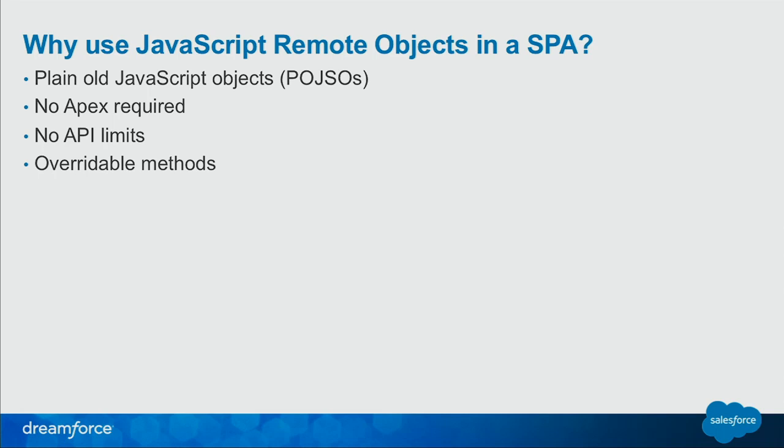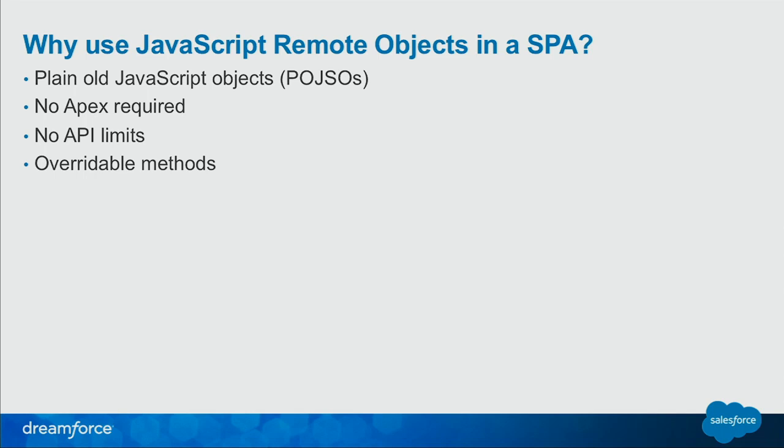So why use JavaScript Remote Objects in a single-page application? JavaScript Remote Objects creates proxy objects in your JavaScript code for you to access your custom and standard objects in Salesforce. So you don't have to write any Apex code to do any DML operations. You can perform that stuff right on the client side inside JavaScript. This makes it so there's no Apex required. You can manipulate your data without writing a single line of Apex. There are also no API limits on your JavaScript Remote Object calls. So any method calls used within that framework don't count towards your API limits.